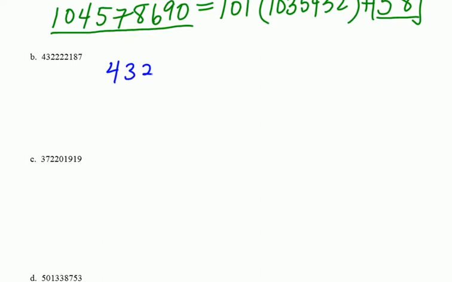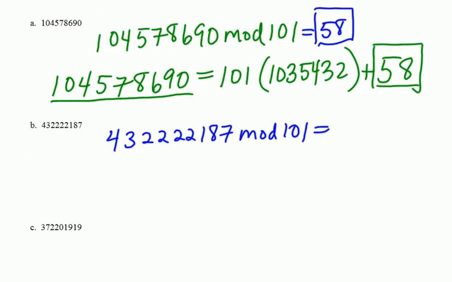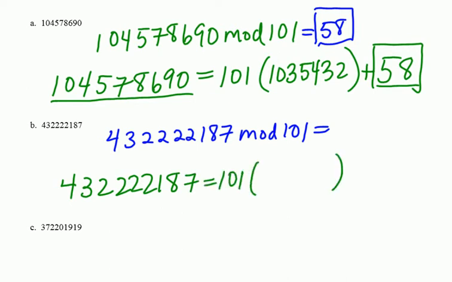So here we're going to start with the Social Security number. We're going to mod 101, and we're going to try to figure out what that is. Well, let's think about this in terms of the division algorithm. We're talking about this number that can be broken up using the division algorithm: 101 times some number plus another number is going to give me my answer back.